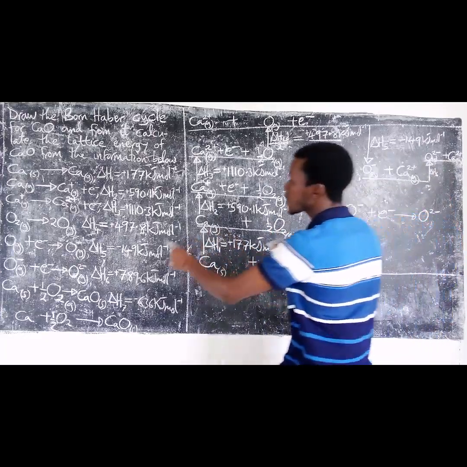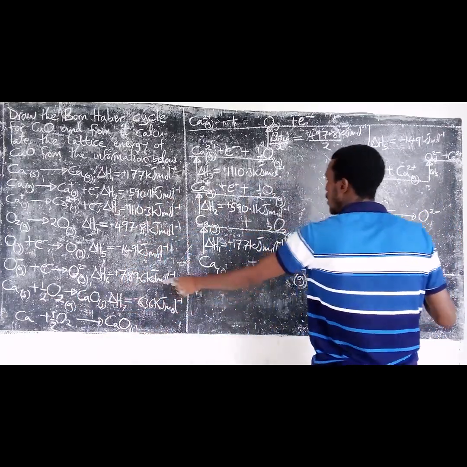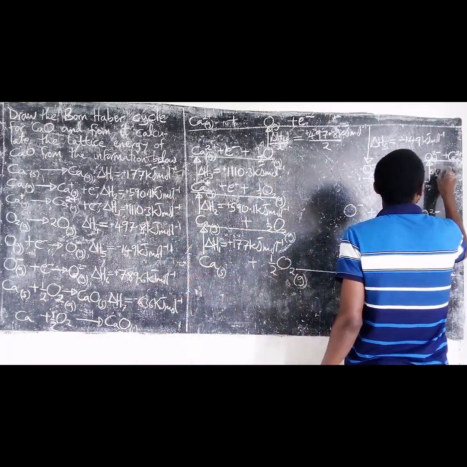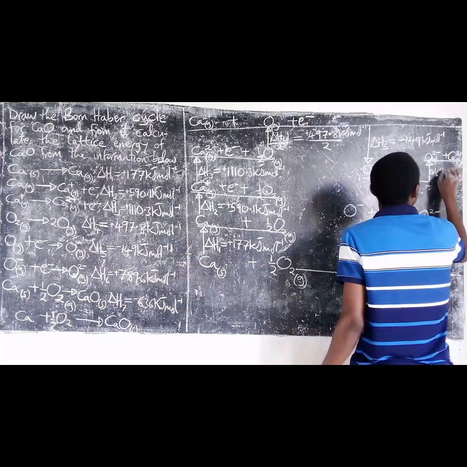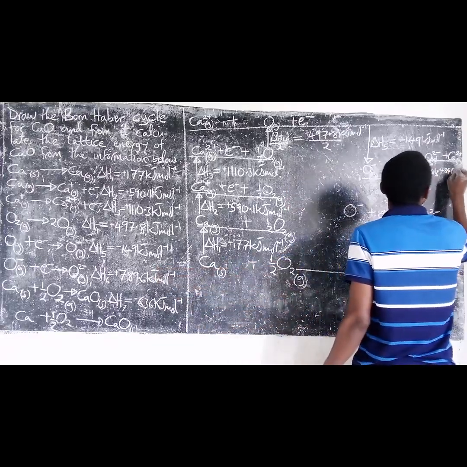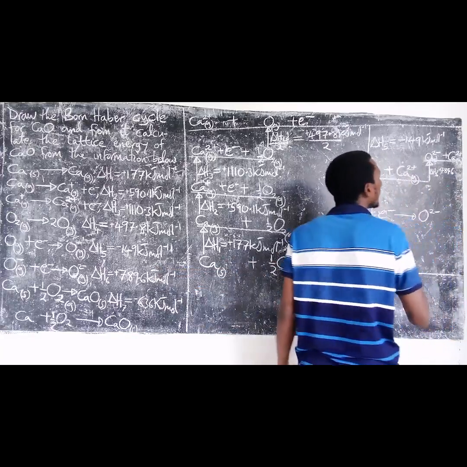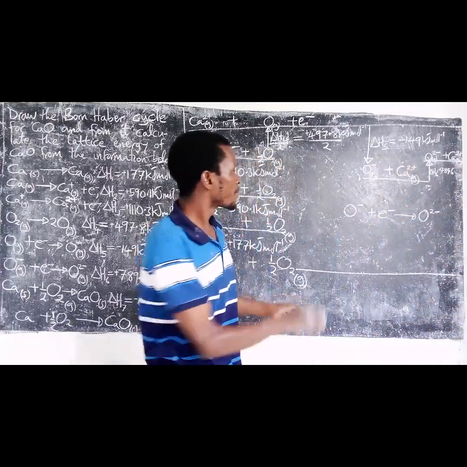This is heat change 6, and heat change 6 is the second electron affinity, which is equal to positive 796 kilojoules per mole.